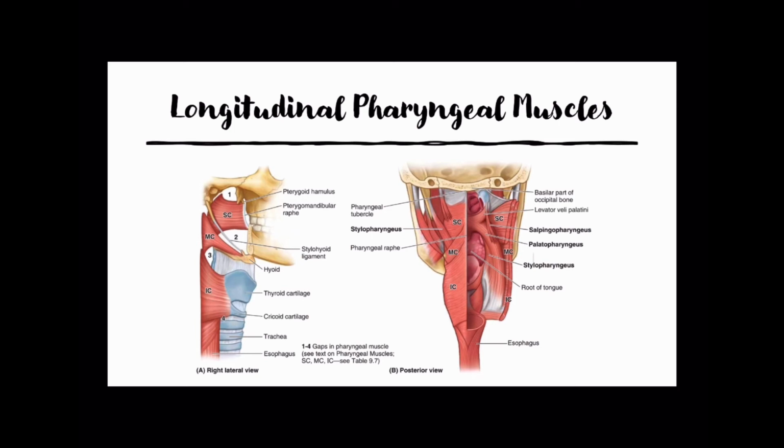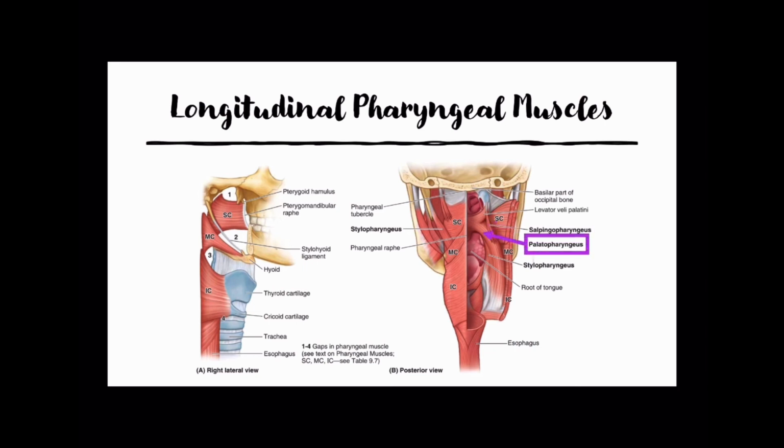They consist of the salpingopharyngeus, the palatopharyngeus, and the stylopharyngeus muscles. The salpingopharyngeus muscle originates along the cartilaginous part of the pharyngotympanic tube. It opens the pharyngeal orifice of the pharyngotympanic tube during swallowing. It is innervated by the pharyngeal branch of the vagus nerve and the pharyngeal plexus.